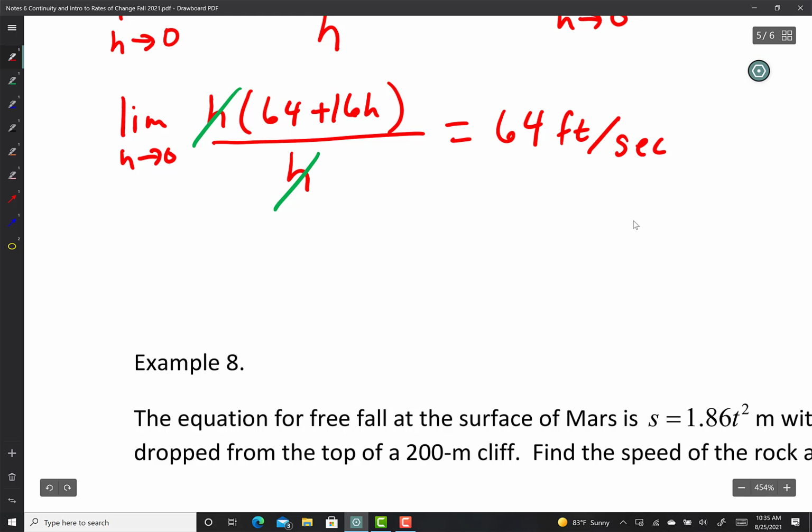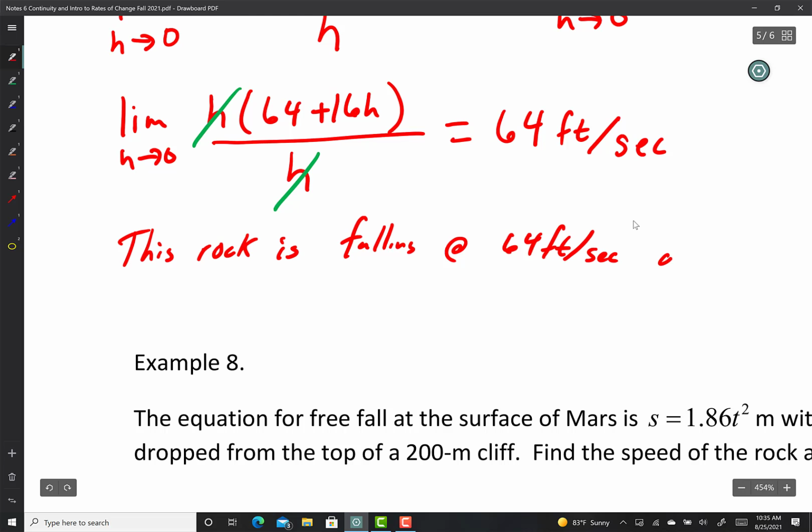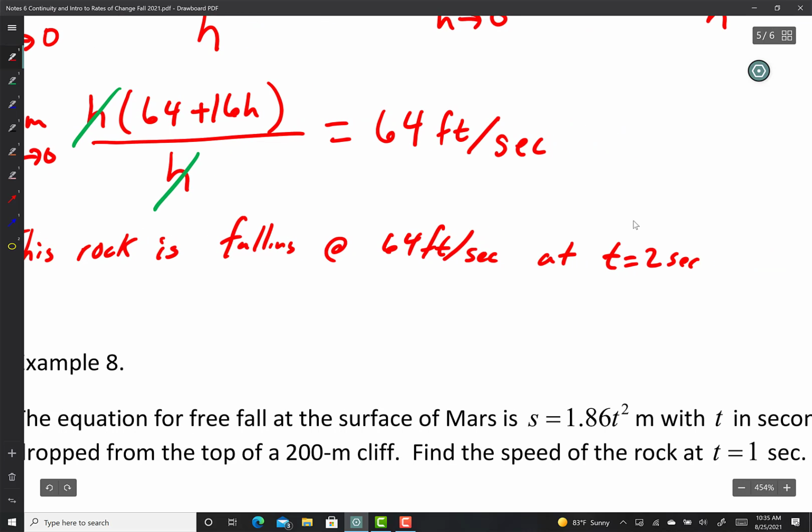So we're going to write this: the rock is falling at 64 feet per second at t equals 2 seconds. I guess you could have said also the rock at t equals 2 seconds is falling at 64 feet per second. I think I like the second route better than this, but this is still correct.